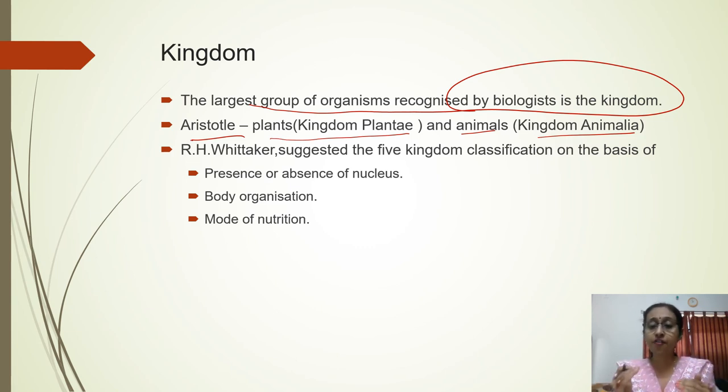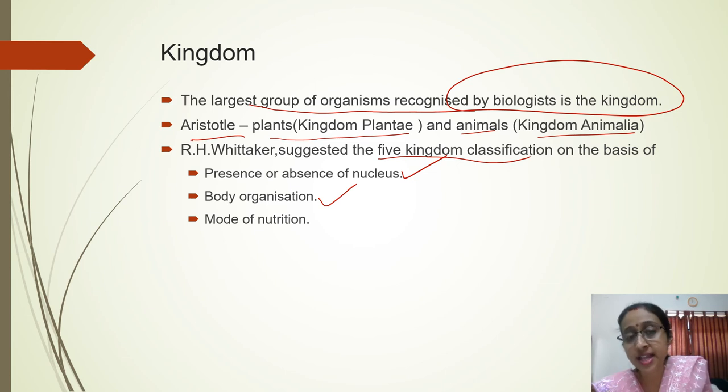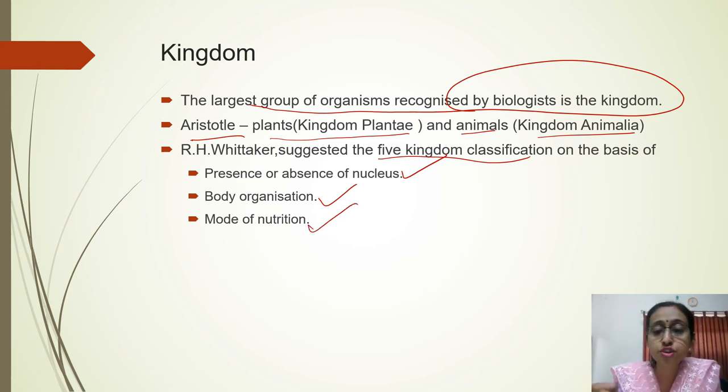So what happened? After him came R.H. Whittaker, who classified organisms into five kingdoms, which we are going to study in the next part. Here we will know that he classified them into the five kingdom classification on the basis of a few things: presence or absence of nucleus, body organization, and the mode of nutrition also helps to classify the organisms.